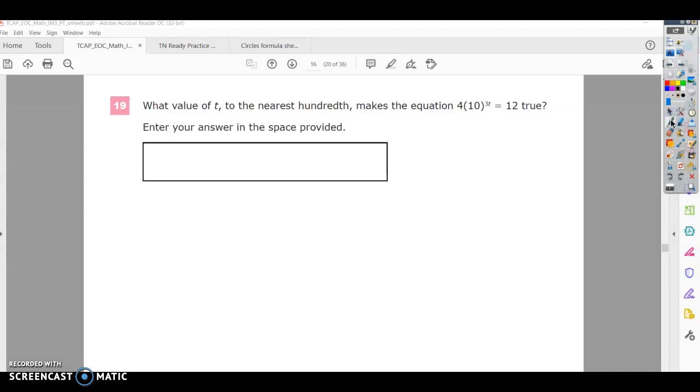Number 19 on the EOC Math 3 practice test. What value of t to the nearest hundredth makes the equation 4 times 10 to the 3t equals 12 true? Enter your answer in the space provided.